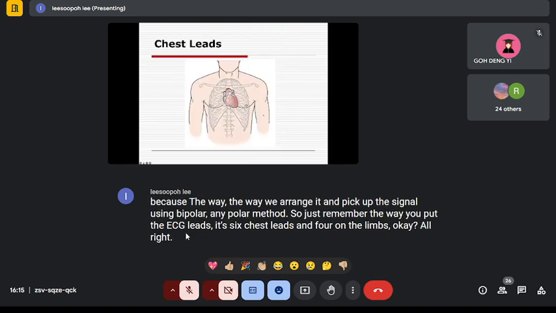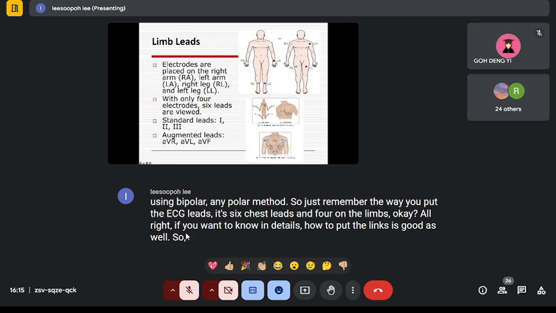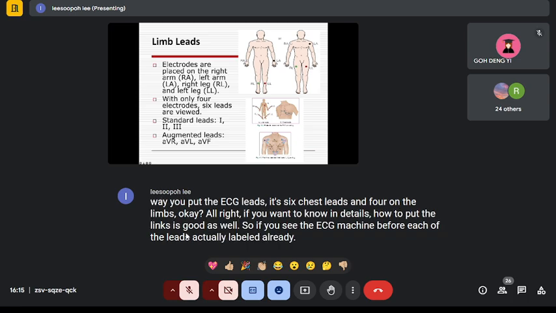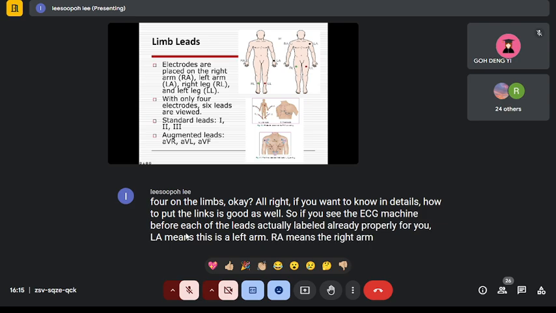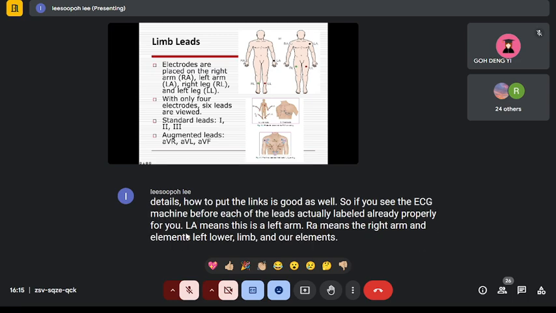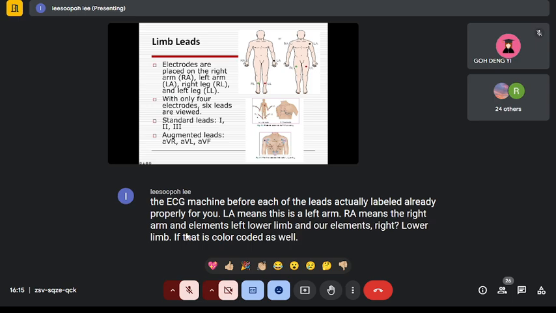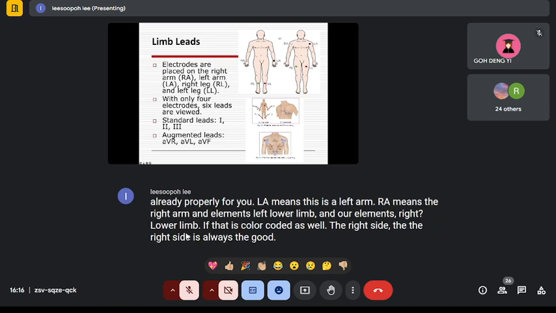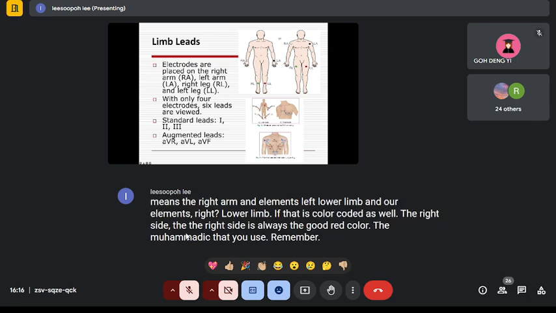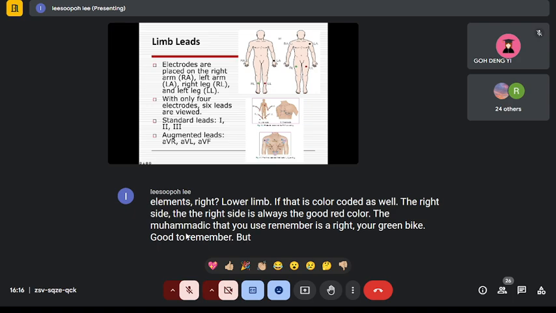If you want to know in detail how to put the leads, that is good as well. If you've seen the ECG machine before, each of the leads is actually already labeled properly for you. LA means the left arm, RA means the right arm, LL means left lower limb, and RL means right lower limb. In fact, it's color coded as well. The right side is always the red color. The mnemonic that we use to remember is "ride your green bike." Good to remember, but you don't need to remember it.